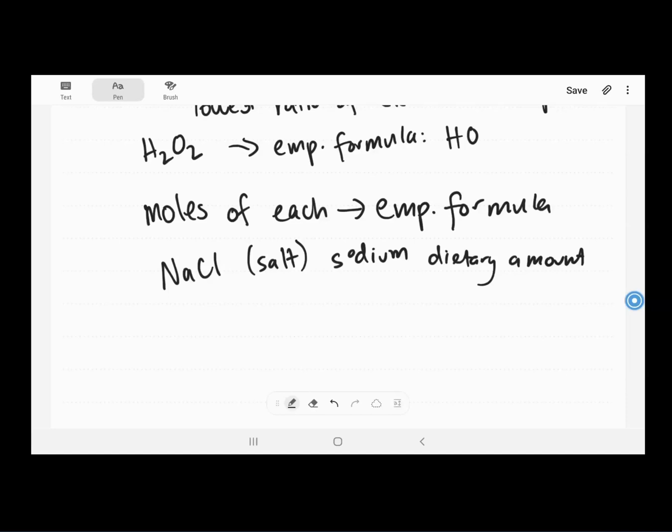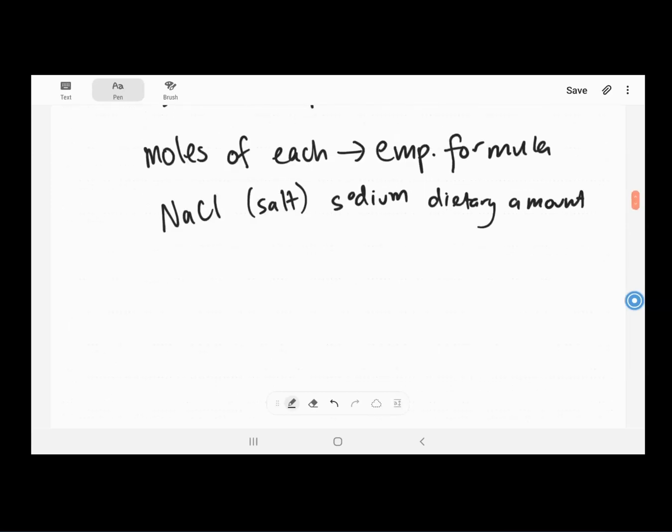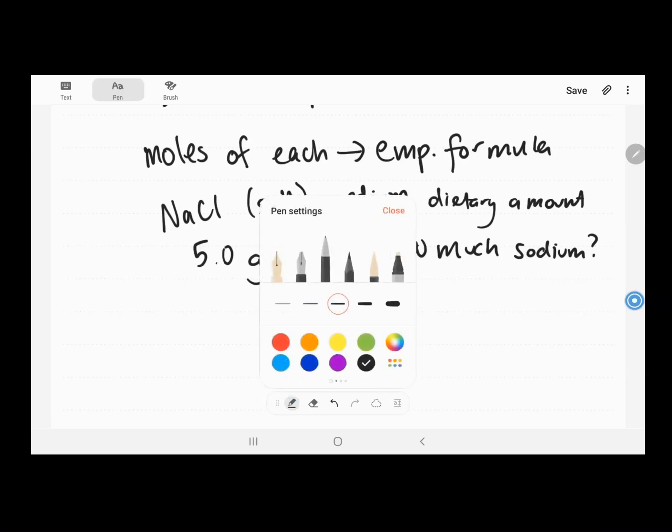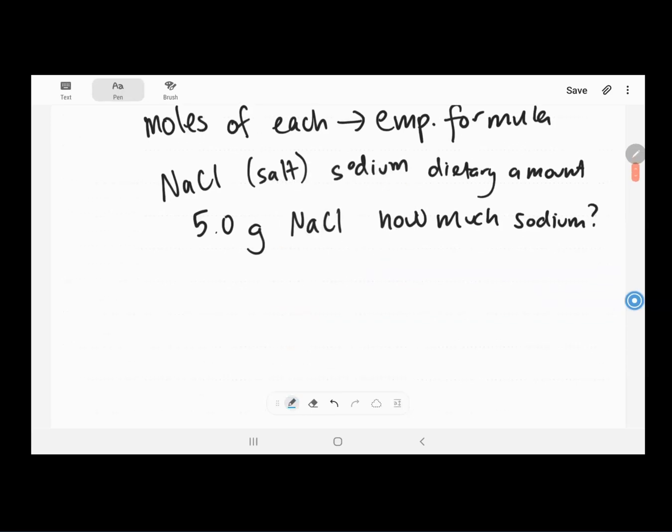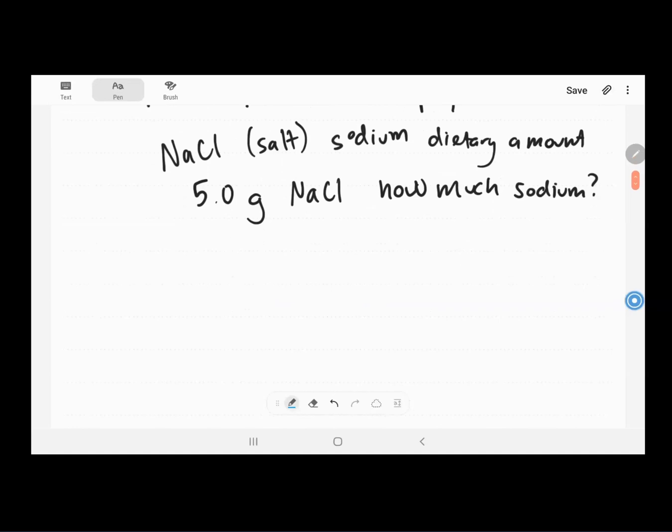So we're going to just start with a question here. If we have 5 grams of salt, how much sodium is that? Let's see if we can work with that. Alrighty, so just so you know, I'm going to be working in blue for when we're actually solving a problem. And I'll be trying to write the problems themselves in black so that it's easy for you guys to look at later.